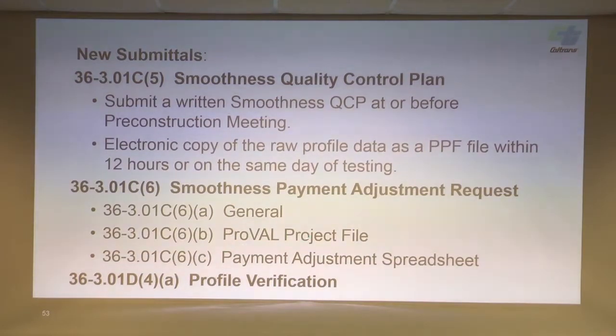So part of this adjustment request is a ProVal project file and a payment adjustment spreadsheet. For every line, you're going to have these two files. These go together. This ProVal project file is essentially all the PPFs in one file, all zipped up. You can double-click on that PVP file, and you'll see all the profiles, and they should all line up with each other. So the contractor has to go through that step if he wants to get his adjustment. If he doesn't do that, he's going to be non-compliant. There'll be a large withhold until he comes into compliance.